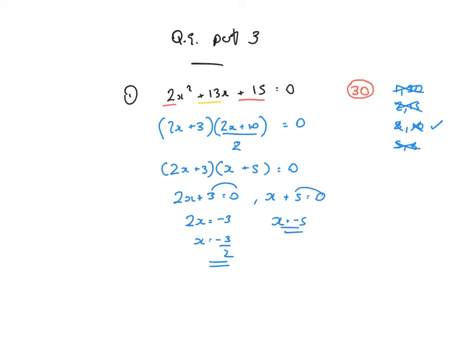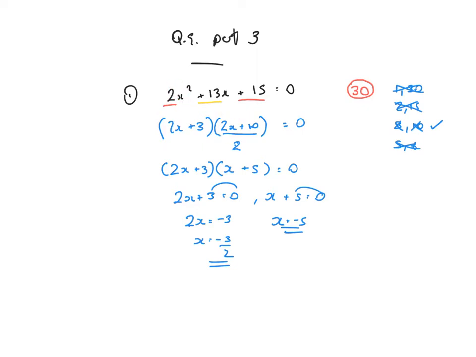Let's go over that one again. You get the number at the front and number at the back, you multiply them together, you get 30. You're looking for two numbers that multiply to give 30, add together to give 13. Let's list them: 1 and 30, 2 and 15, 3 and 10, 5 and 6. The one that worked was 3 and 10. So you write plus 3, you write plus 10. You put 2x in there, and you put 2x in there.